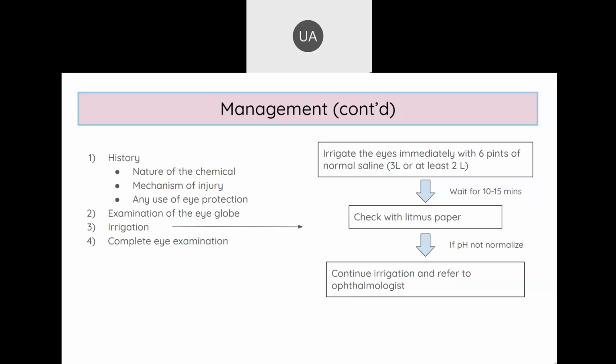Topical anesthetic drops may be used prior to irrigation to help the patient with comfort and cooperation. For irrigation, we irrigate the eyes immediately with 6 pints of normal saline, which is about 2 to 3 liters. After 10 to 15 minutes, we check the pH of the ocular surface. If it is still not neutralized, we should continue the irrigation until the ocular surface is neutralized to a pH of about 7 to 7.2. Then we should monitor the pH at 15 to 20-minute intervals after stabilization and ensure that no further particles are present to continue changing the pH. Once the irrigation is finished, we can do a complete thorough eye examination.